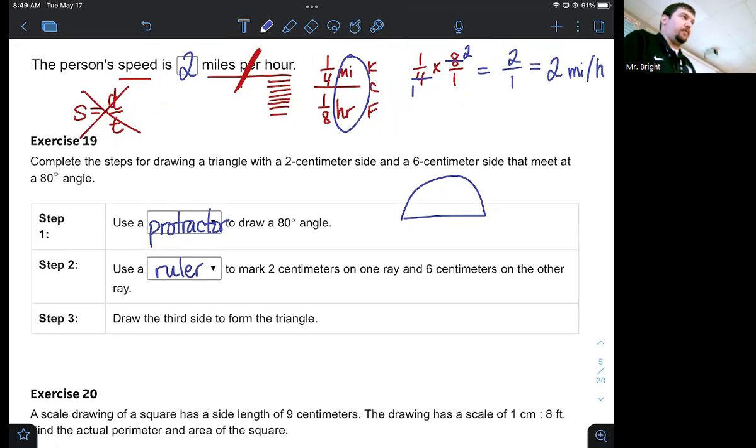How many triangles? Well, yes. How many triangles can you draw with the descriptions that you've been given? Can you draw one unique triangle, more than one, so many triangles, or no triangle at all? Addison, why do you know that it's unique? How do you know that it's unique?